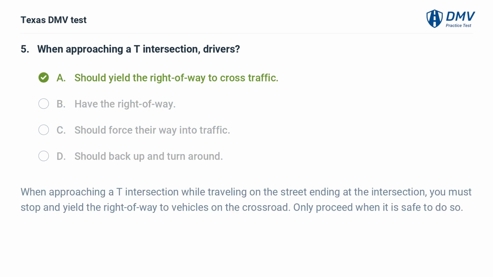A. Should yield the right of way to cross traffic. When approaching a T intersection while traveling on the street ending at the intersection, you must stop and yield the right of way to vehicles on the crossroad. Only proceed when it is safe to do so.